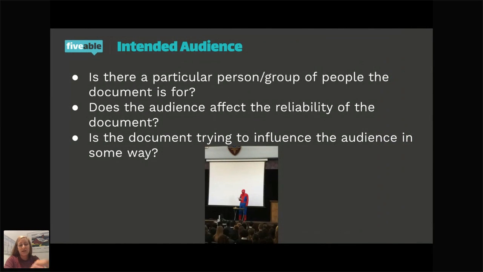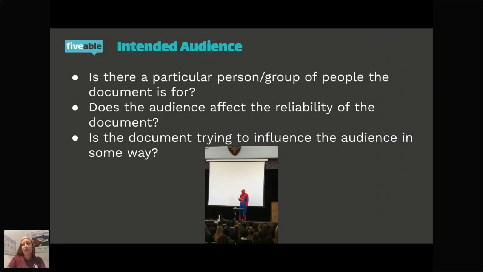And it's not directed towards you. We're looking at, especially for primary source documents, if this is a document that predates your life, which they all probably will, who was it originally for? Is there a particular group or person that the document is for? How does that audience affect the reliability of the document?